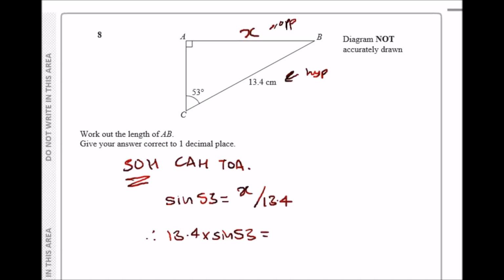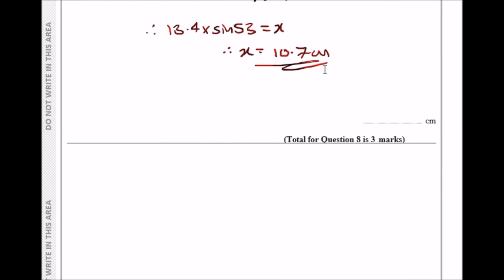And that's it. Now all we do is plug this into the calculator. So for x, we're going to have 13.4 in the calculator times sine 53. And that should give us 10.7 centimeters to 1 dp. Cool. Moving on. Oh, that's it. There's no other questions. Cool.